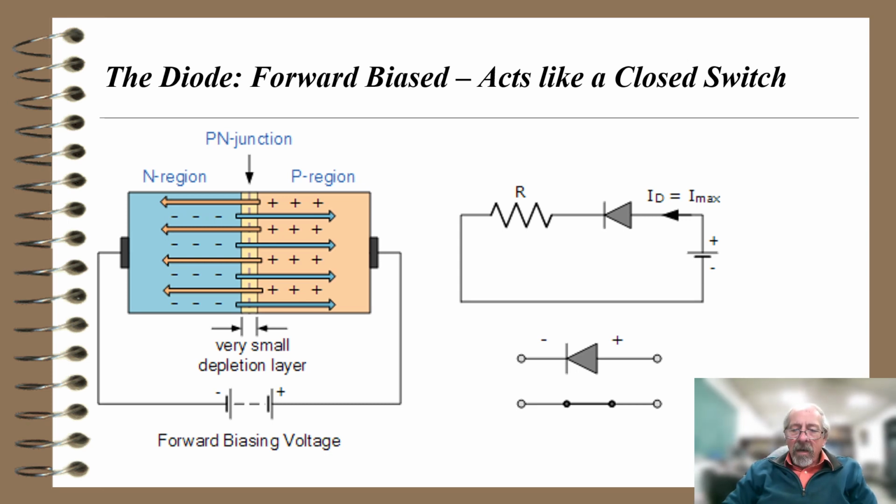On the right-hand side is a schematic diagram. We have a resistor in there, R, which limits the flow of current so we don't burn the diode out. You see the symbol of the diode, plus on the triangle, makes it forward biased. Down below we show again the diode forward biased, plus on the triangle, minus on the line, and then we show a closed switch down below that.